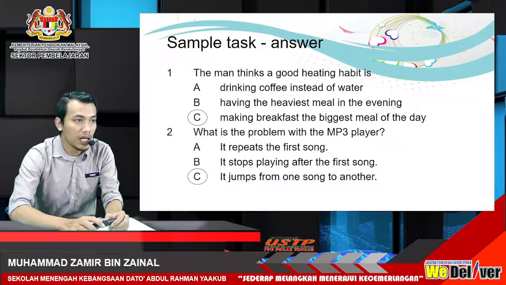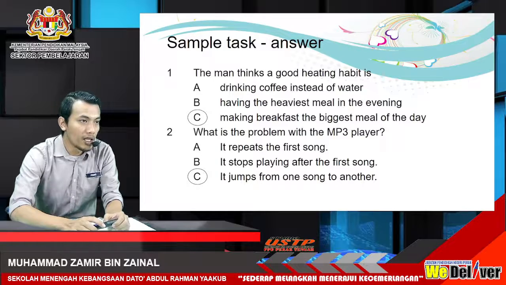However, option A is mentioned in the audio. It repeats the first song. But the reason option A is not the answer is that the problem with repeating the first song is due to the action of the speaker who tried to stop the song, since the songs jump from one song to another.